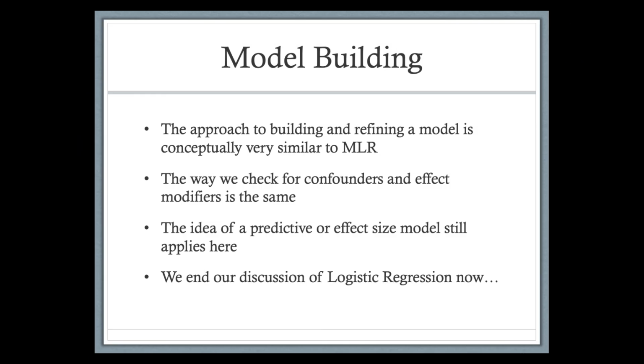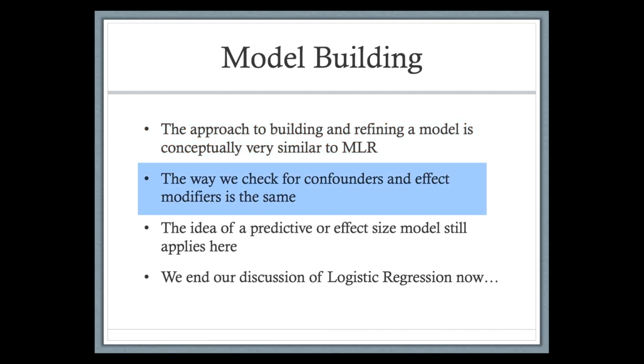So there's one final set of ideas I want to work our way through before we wrap all this up. The first thing is model building and variable selection: the approach to building and refining our model, deciding which variables should go in and which should not. For logistic regression, it's the same as it was for linear regression, and it's the same for other models that we'll mention briefly in a moment.